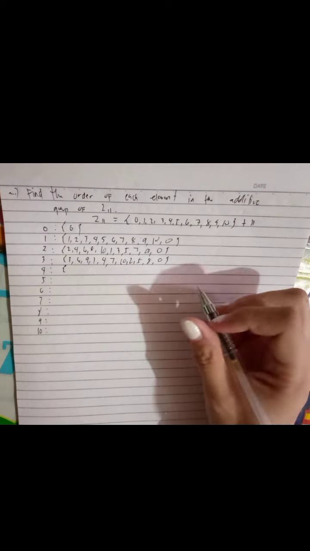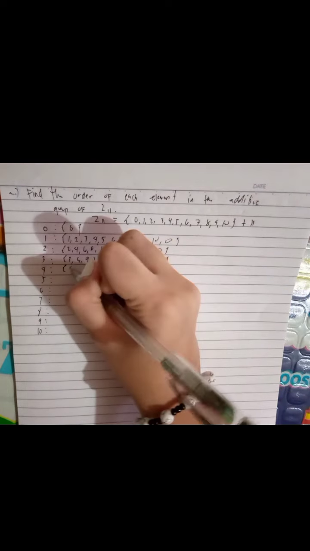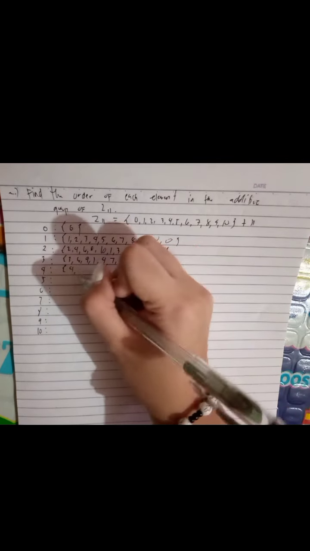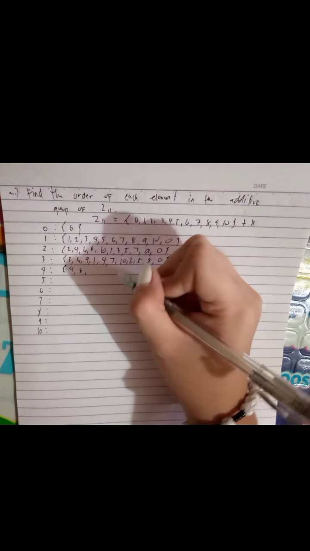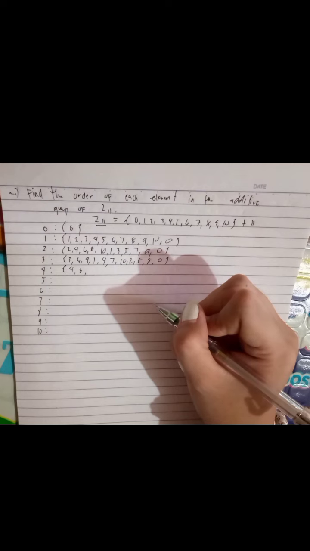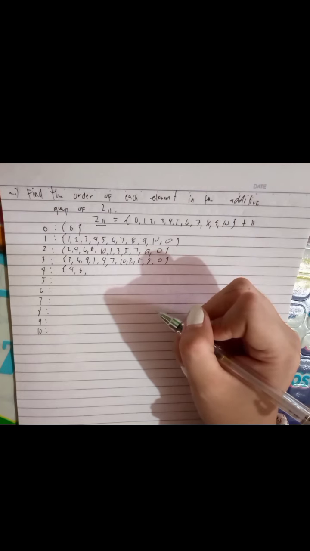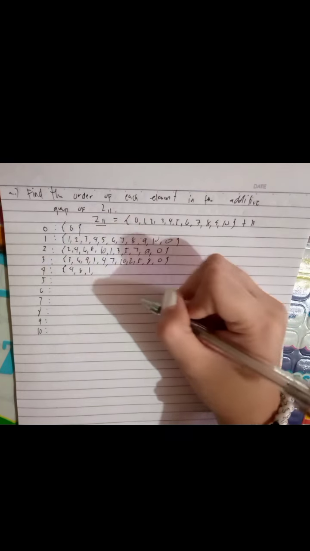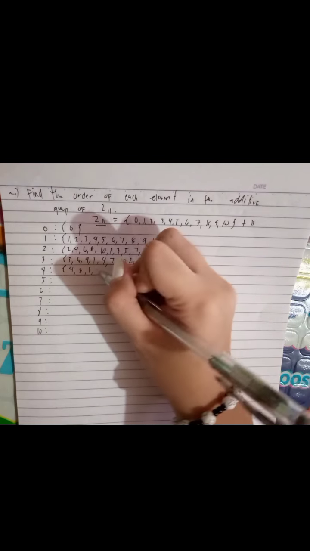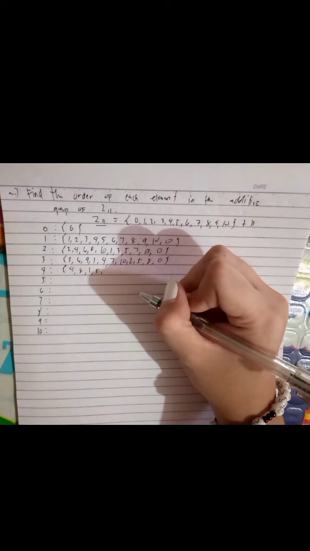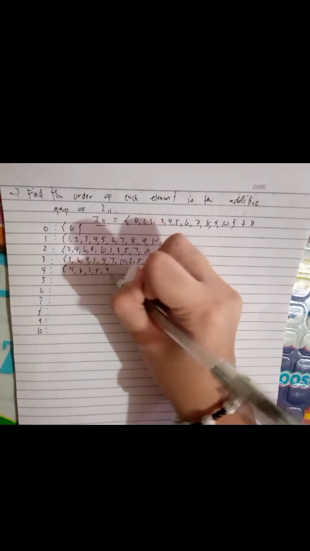So sa 4, 4 raised to 1 is equal to 4. 4 raised to 2 is equal to 8. 4 raised to 3 is equal to 12. So modulo 11 is equal to 1. Then 4 raised to 4 is equal to 16. Modulo 11, so 5. 4 raised to 5 is equal to 20. Modulo 11, so 9.